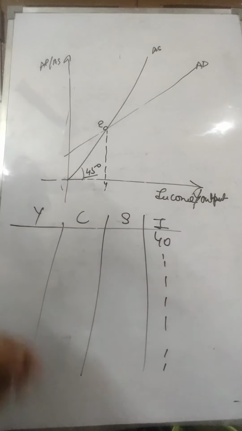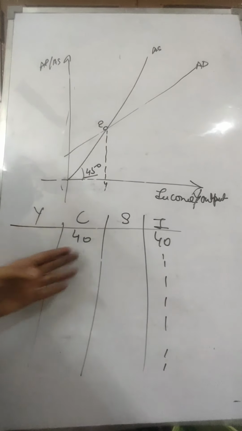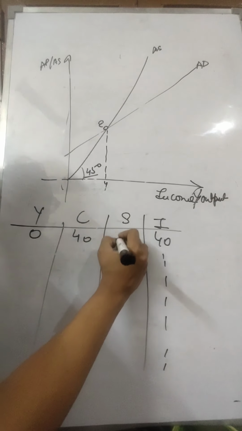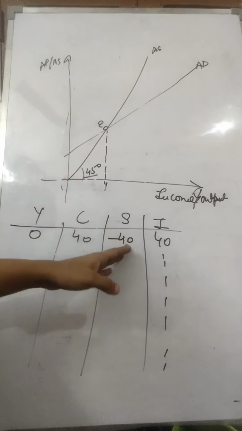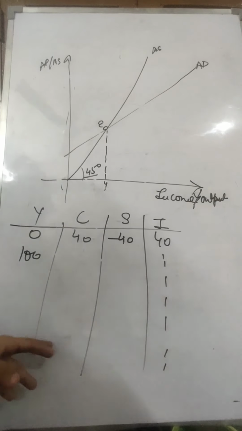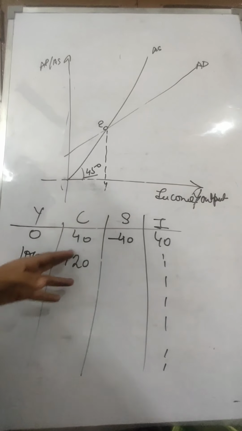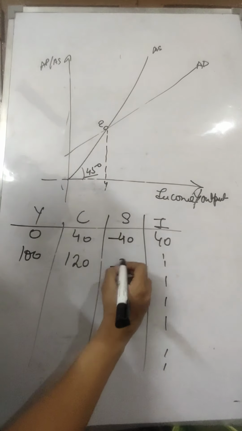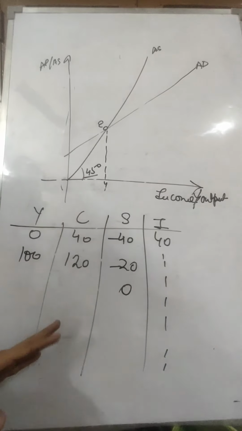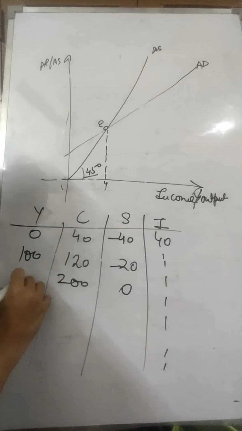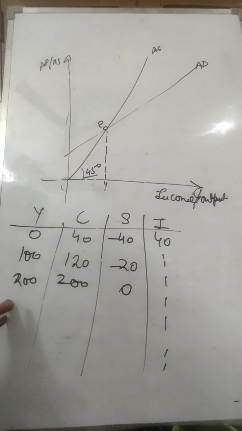Now, at my zero level of income, consumption is 40 and my savings will be minus 40, because I will be dissaving. When I have 100 of income, I will have consumption of 120, because I will still have some negative savings here, that is minus 20. Finally I will go to zero savings, where income and consumption are both 200.